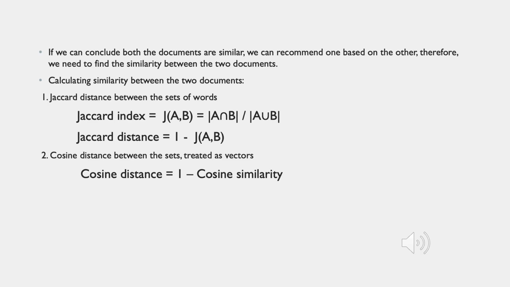In order to decide if we can recommend one document based on another, we need to find the similarity or the dissimilarity between those documents. For that, we can use either of the two options available here. The first one is Jaccard distance, and the second one is cosine distance.